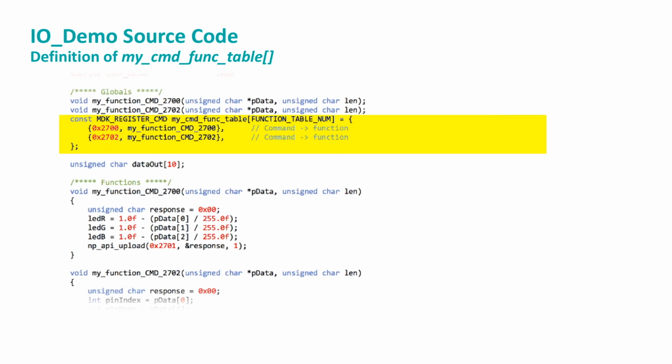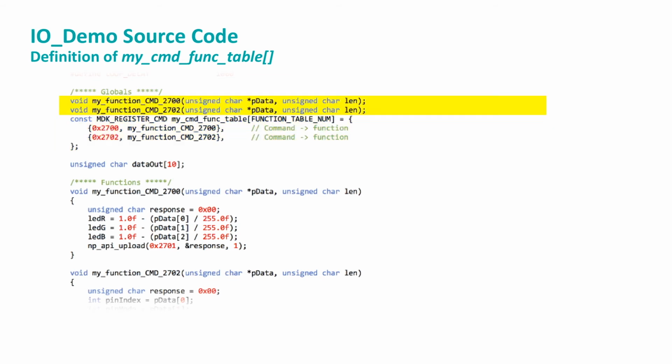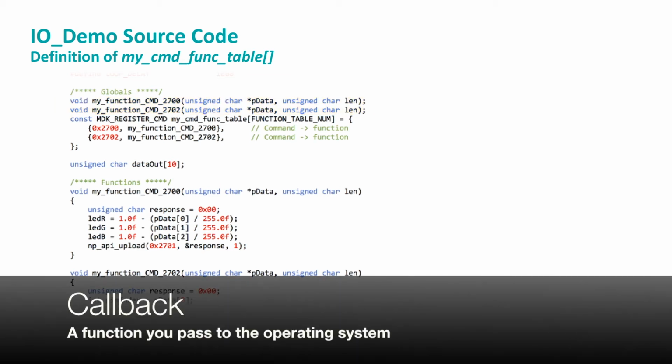When you build this structure and pass it to the np API register function, what you're doing is registering a function to handle a particular command type. A structure of MDK register command requires 2 elements, an integer that contains the message type number, and a pointer to the function that can handle messages of that type. The 2 lines above the definition of myCommandFuncTable are the prototypes for the functions that will handle each of those message types. Now, what's happening here is we're setting up something called a callback.